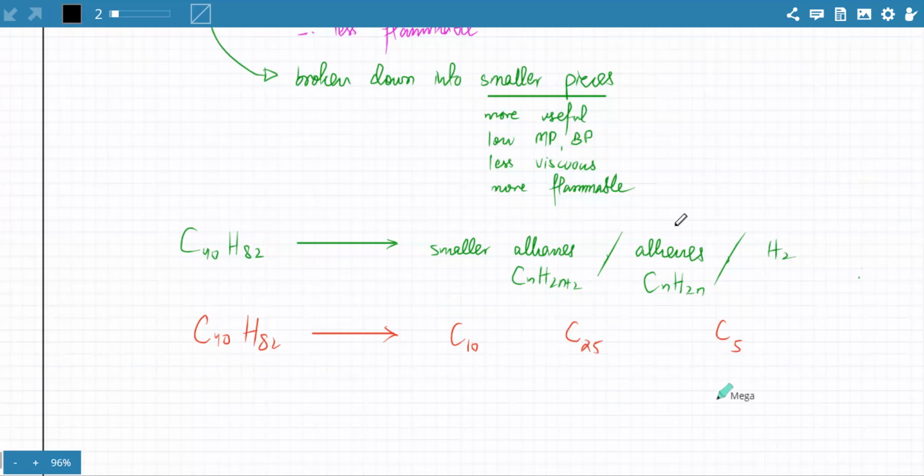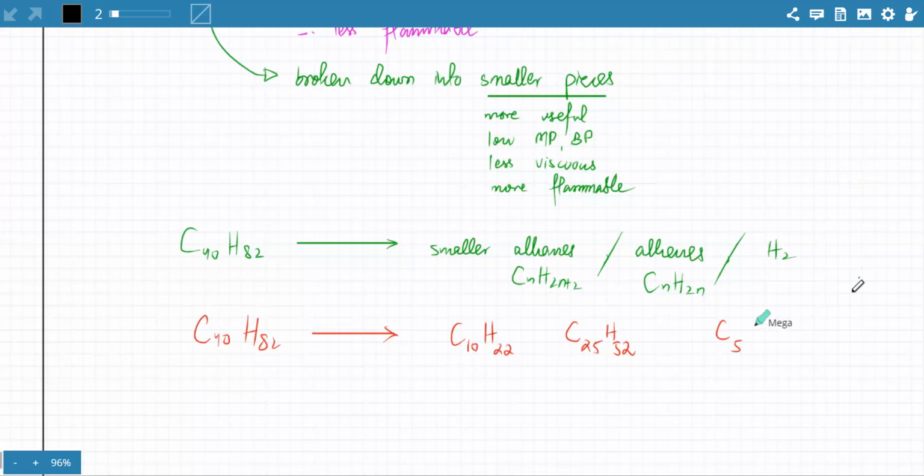Now, it could be alkanes, there could be alkenes, or there could be hydrogen gas molecules. So let's assume that all of them are alkanes. According to the general formula of alkane, the number of hydrogens over here is going to be 2n plus 2, that's 22. If I do 2n plus 2, it's going to be 50 plus 2, which is 52.